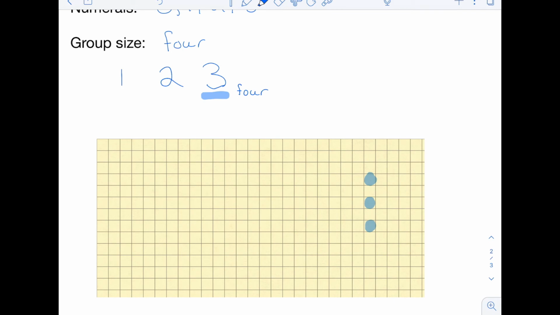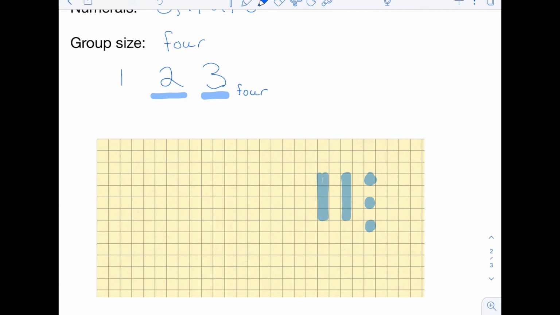Then I come to the next place. The 2 doesn't mean 2 units. This means 2 groups. 2 groups of what? Well, we're in base 4, so 2 groups of 4. So here I'm going to shade in 1, 2, 3, 4. There's one group of 4, and here's a second group of 4.